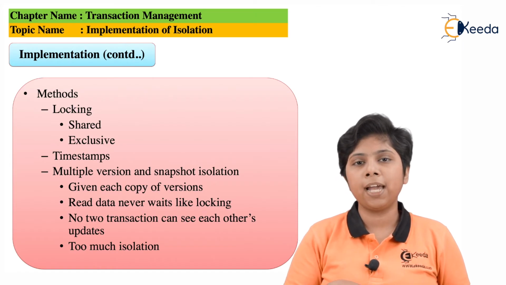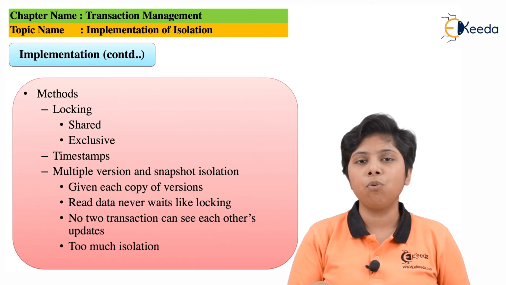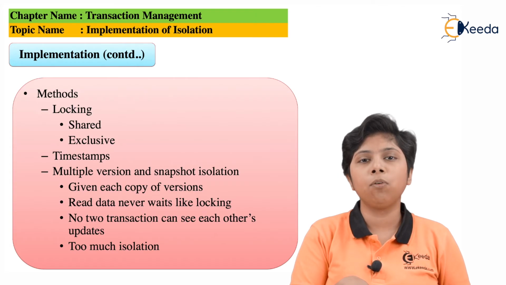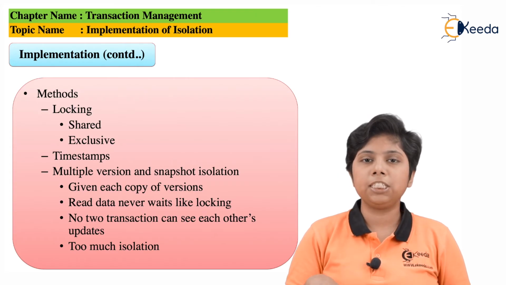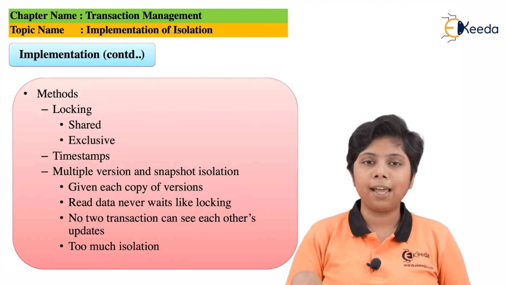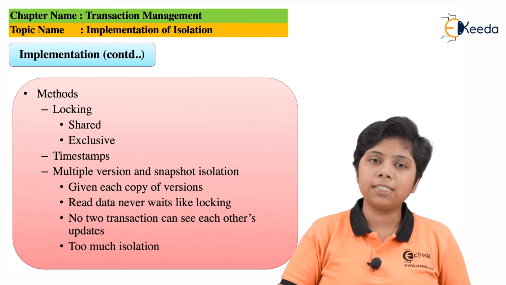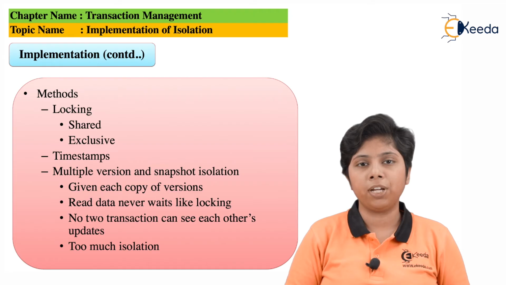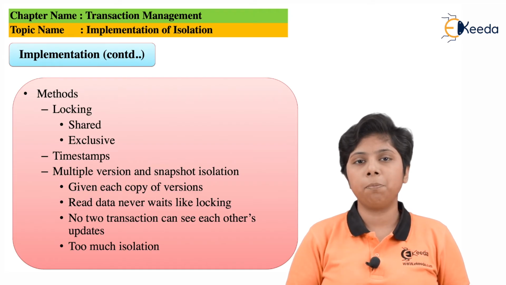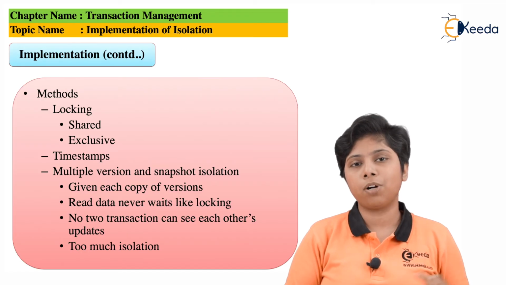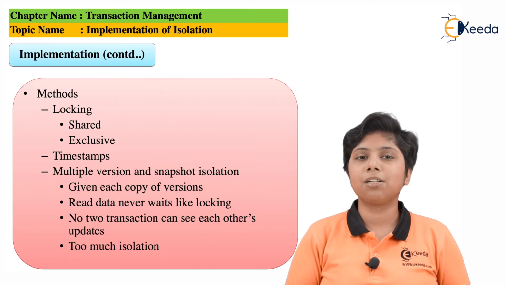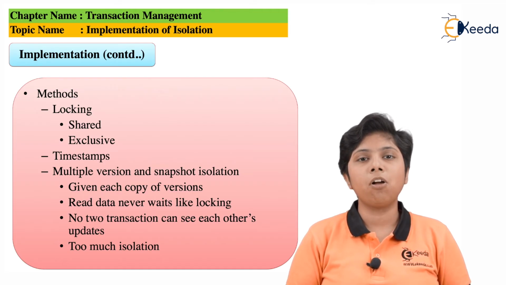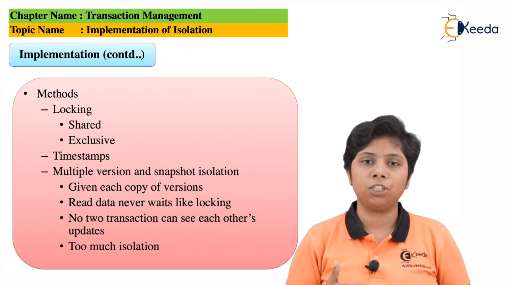Say now Ti has the data item Q as Qi on the snapshot, Tj has Qj, Tn has Qn. So now the same item Q has got three different copies of it, which may be the same at the beginning for three different transactions. So now these transactions can concurrently execute with each other while we are also maintaining the isolation.